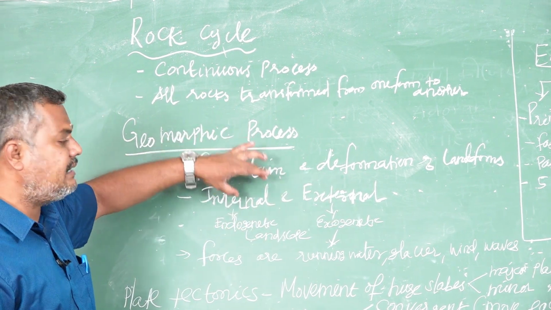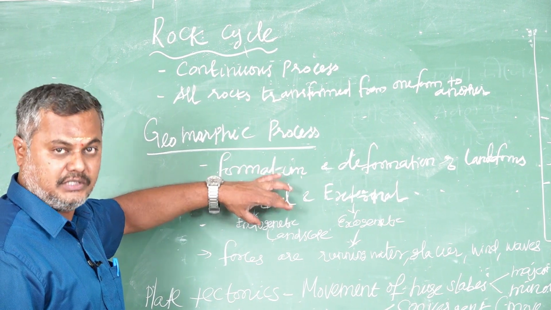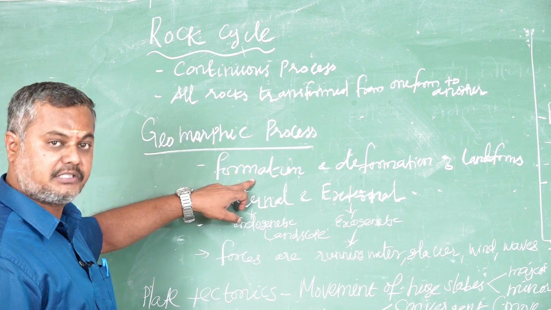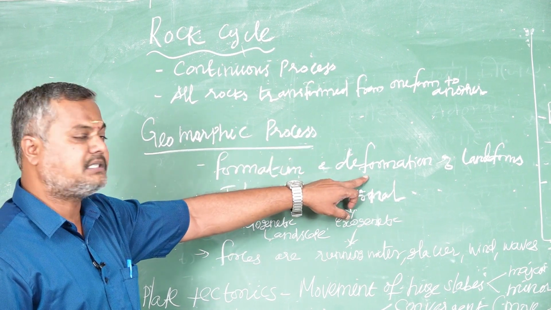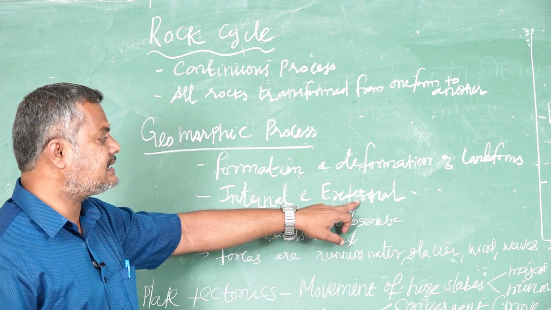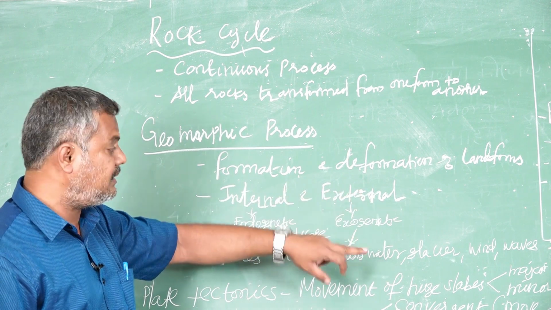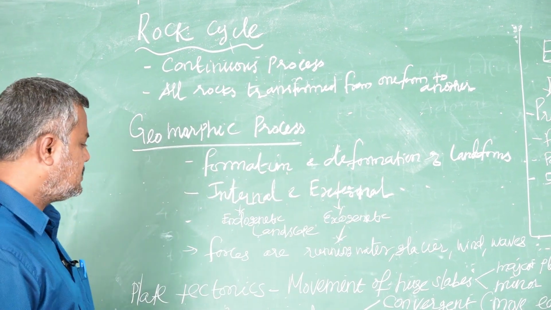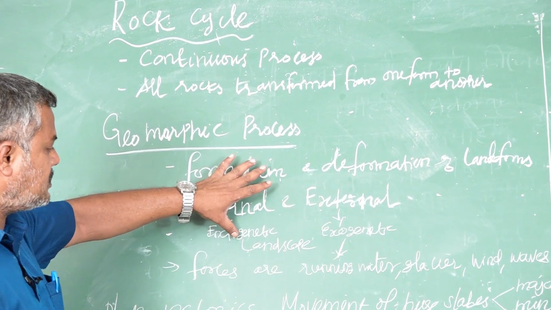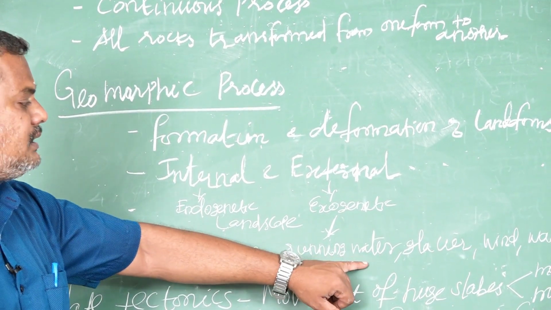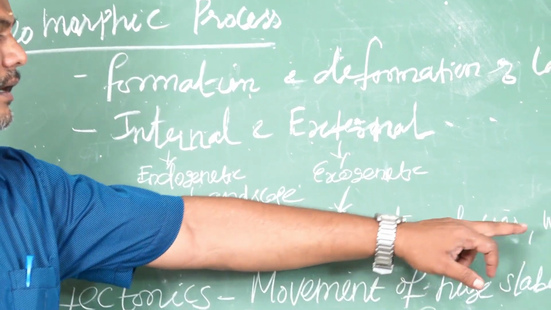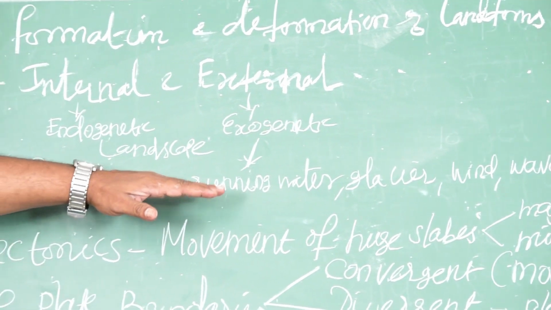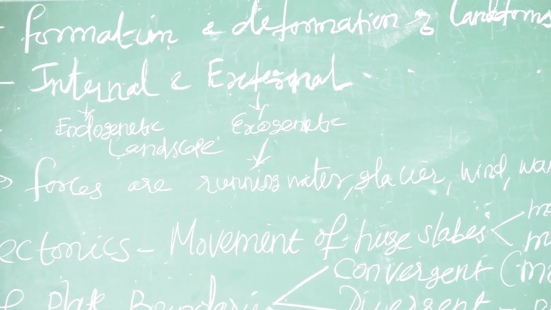The formation is done by the internal process, which is called endogenetic. The endogenetic process, the internal process, creates the formation of the landscape. Then deformation of landforms is done by the external process, which is called the exogenetic process. This is creation and this is destruction. All this is done by forces such as running water, glaciers, wind, and finally waves. These are the factors that are helpful for the internal and external processes.